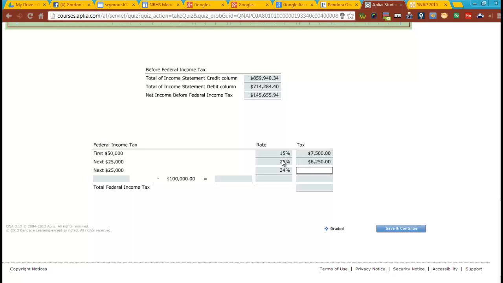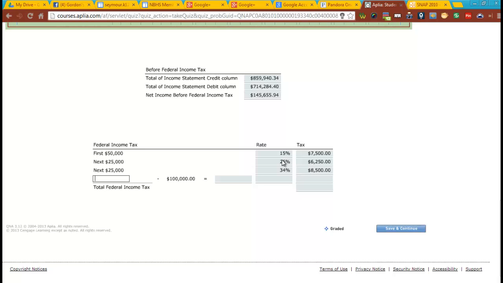They give that to you in the book when you read section 14.6. You're going to want to read 14.6. I can't say that enough. You're going to have a lot of questions on that section. So I need to take 34% times 25,000, which will give me 8,500.